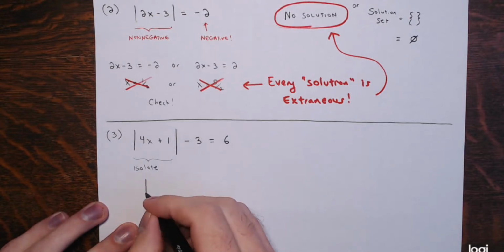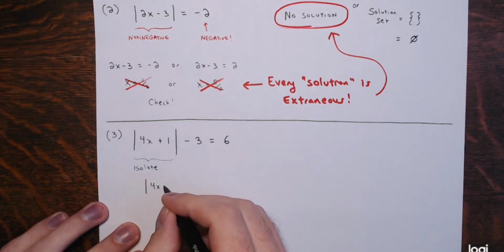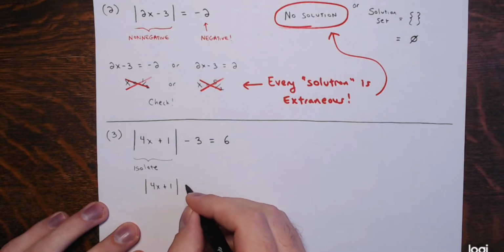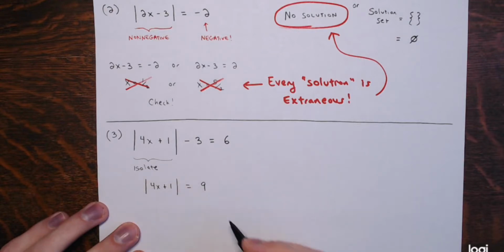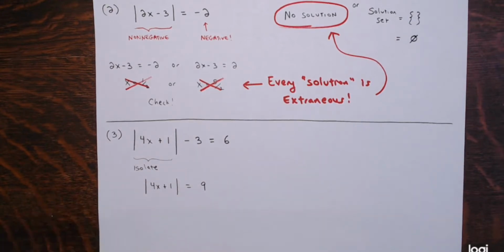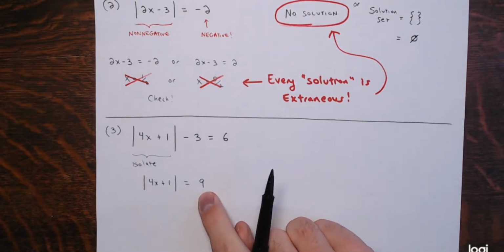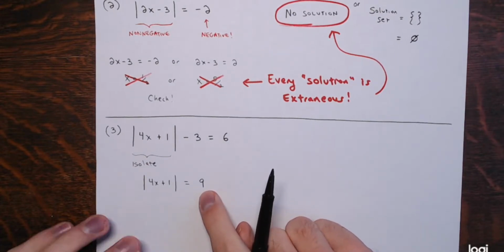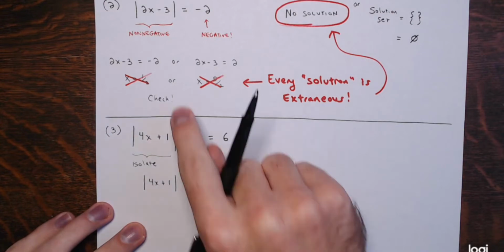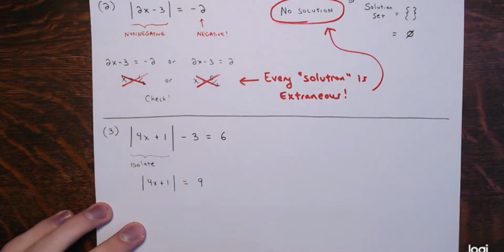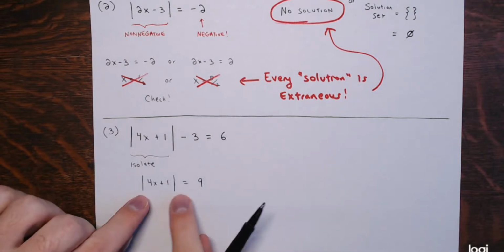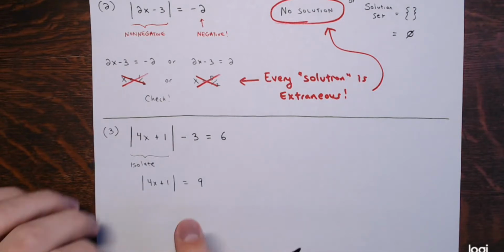So the absolute value of 4x plus 1 equals positive 9, which is great. I would like a non-negative number on the other side, because if it was a negative number, then it's just like example 2 and there'd be no solution. But absolute values can be positive, so this might have some solutions.